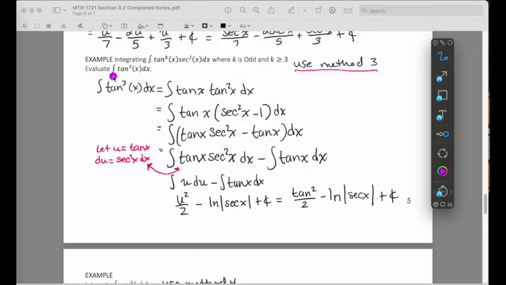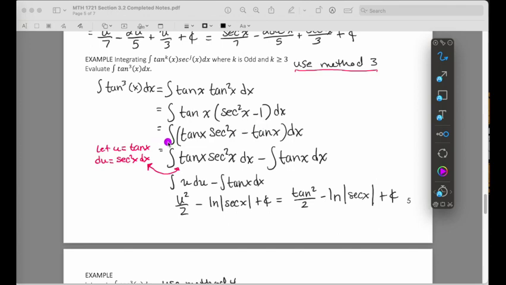In the next example, we have: evaluate the integral of tangent to the 3rd x dx. In this case, our j is 0 and our k is 3. And if you look at the guidelines, that would be using method 3. So when you use method 3, it tells you to break up the tangent, take the power down by 1, and then multiply by tangent. So we have tan x times tan squared x. And then we're going to use a Pythagorean identity to make a substitution that tan squared x is equal to sec squared x minus 1.